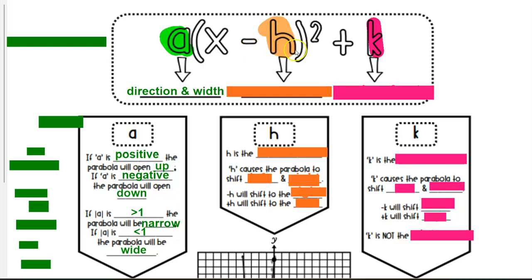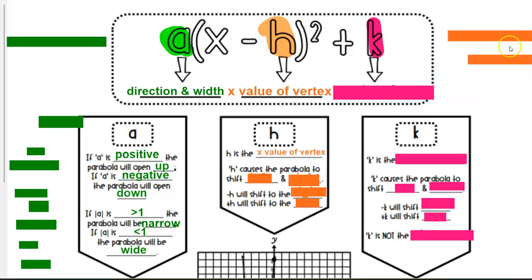h in the quadratic equation in vertex form, a times the quantity x minus h squared plus k, represents the x value of the vertex. So in our notice and wonder stations, we looked at what happens when you add or subtract numbers inside the parentheses. And we said, hey, it changes how the parabola moves to the left and to the right. So h is the x value of the vertex. This h value causes the parabola to shift left and right.